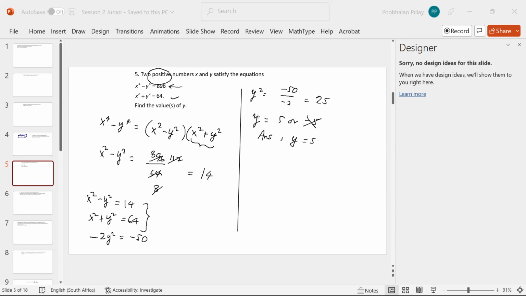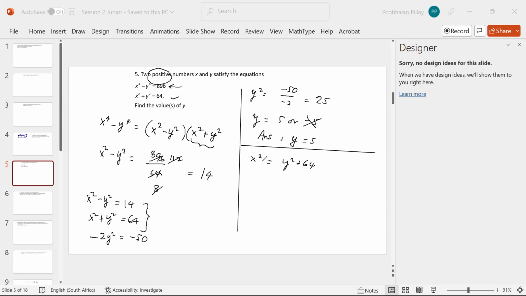I told you that there were two ways of doing this. The other way of doing this is to get back to these equations. You want to get rid of the x's because you want to find y. So how do you do that? From the first equation, you can make x squared the subject. You bring the y squared to the other side. So now you've got x squared, and you can write it in terms of y squared.